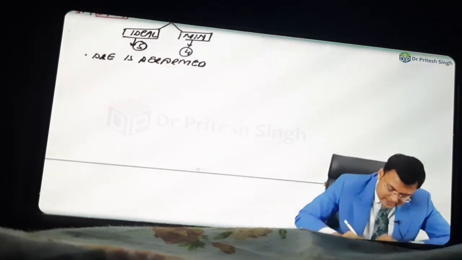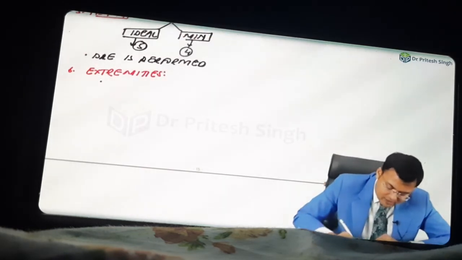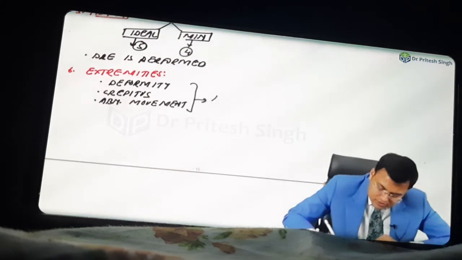After that, sixth is extremities. We have to look in the extremities for deformity, crepitus, and abnormal movement. What do we want to rule out? We want to rule out fracture.